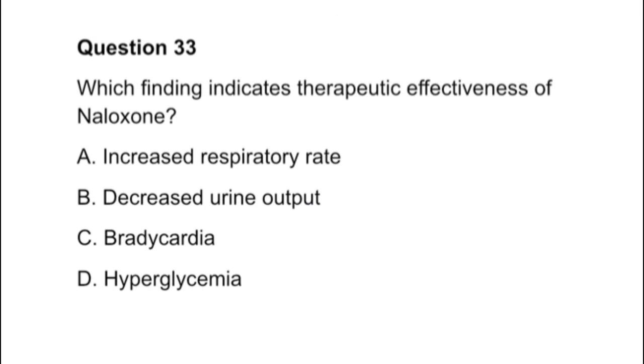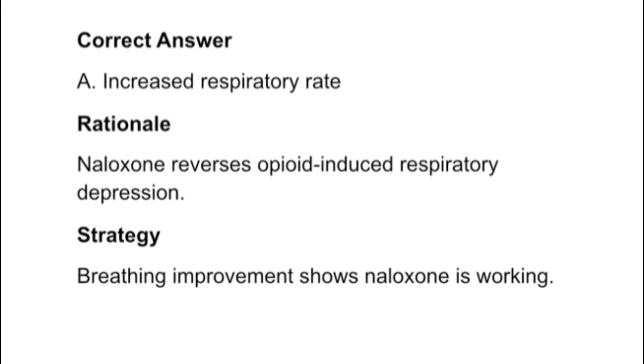Question 33. Which finding indicates therapeutic effectiveness of naloxone? A. Increased respiratory rate. B. Decreased urine output. C. Bradycardia. D. Hyperglycemia. Correct answer. A. Increased respiratory rate. Rationale. Naloxone reverses opioid-induced respiratory depression. Strategy. Breathing improvement shows naloxone is working.